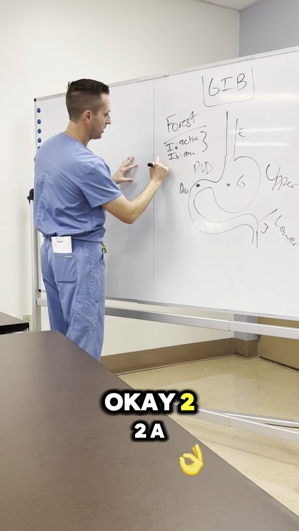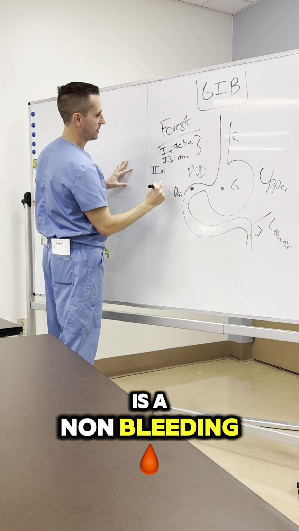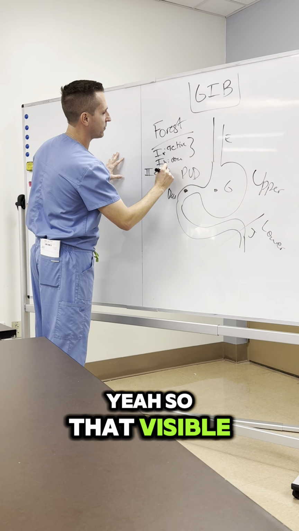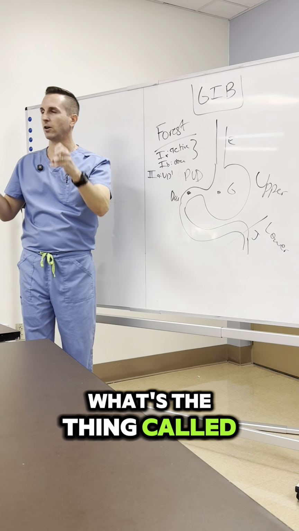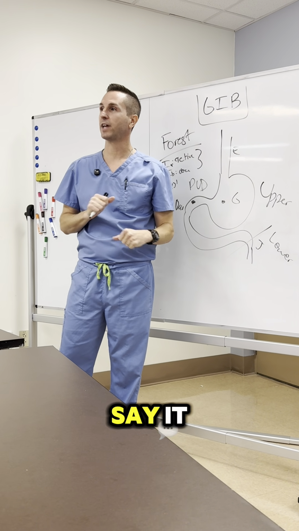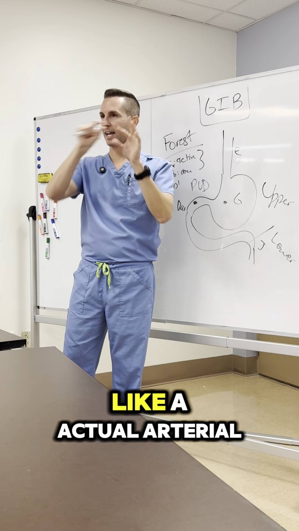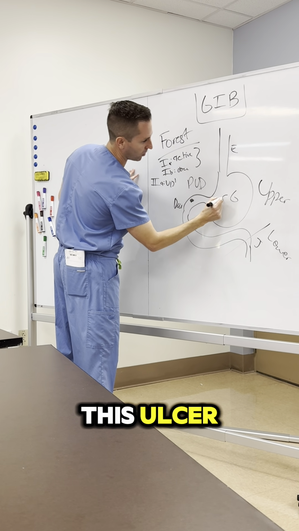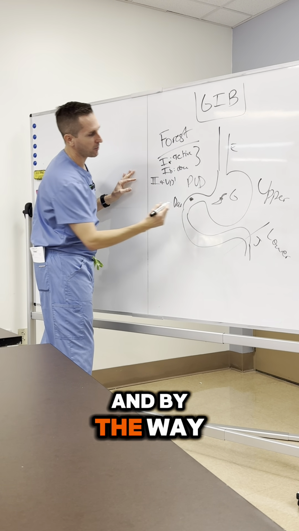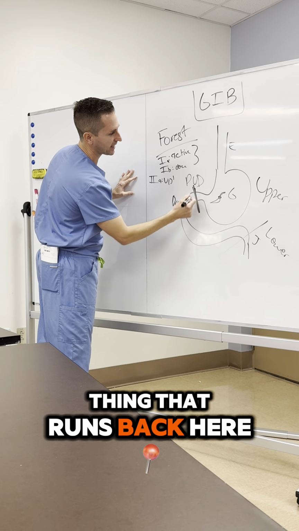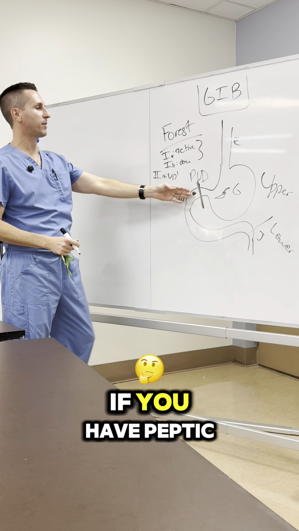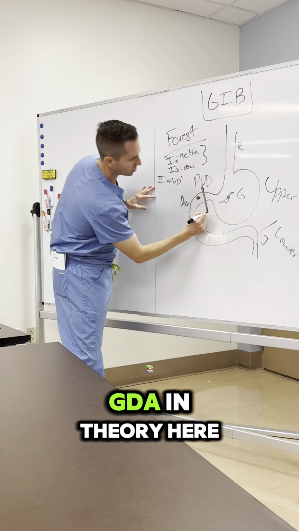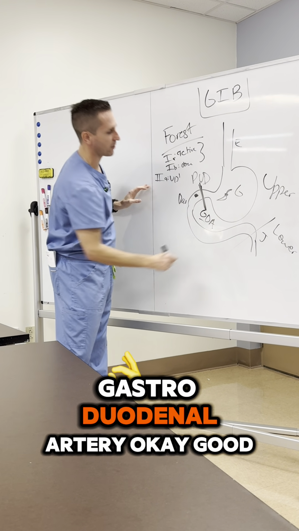2A is non-bleeding but with a visible vessel. That visible vessel is called a Dieulafoy's lesion, an actual artery that you can see in the ulcer. And by the way, test question: what runs back here that will bleed if you have peptic ulcer disease and it's posterior? The gastroduodenal artery, your GDA. Okay, good.